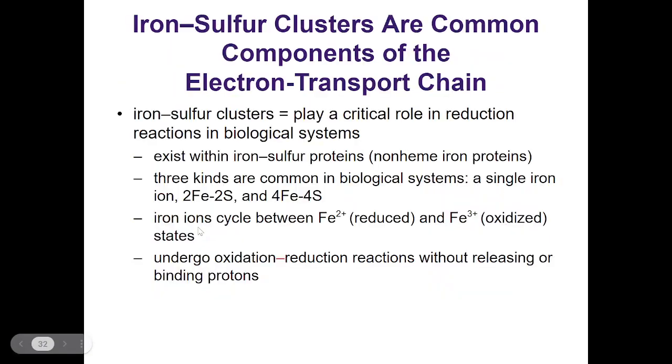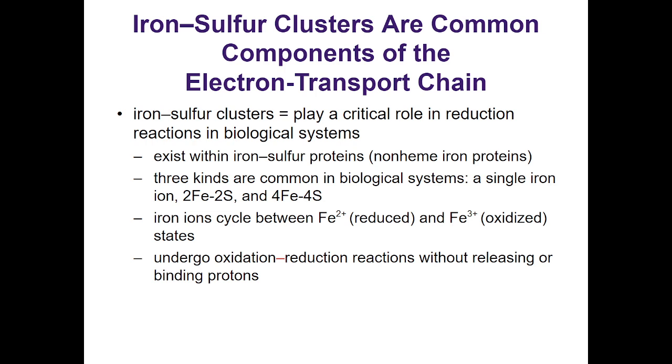Okay, so the iron-sulfur clusters are going to play a critical role in reduction reactions in biological systems. They're going to exist within iron-sulfur proteins. These are the non-heme iron proteins. Notice these are different than the heme ones, which had that porphyrin crown, right? That you're sitting down on.